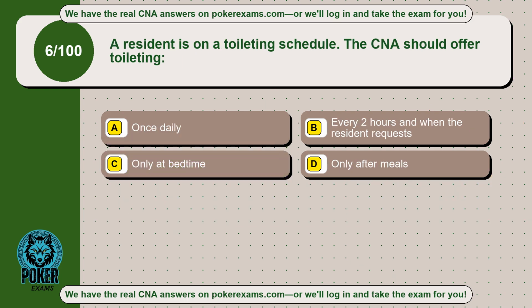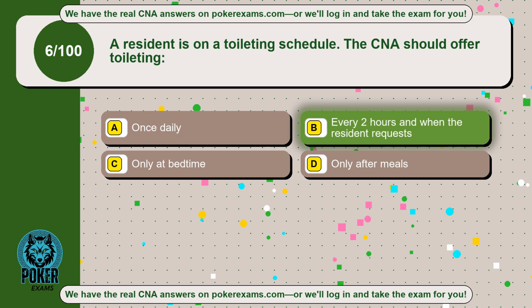Question 6. A resident is on a toileting schedule. The CNA should offer toileting: Option A, once daily. Option B, every 2 hours and when the resident requests. Option C, only at bedtime. Option D, only after meals. The correct answer is option B, every 2 hours and when the resident requests.